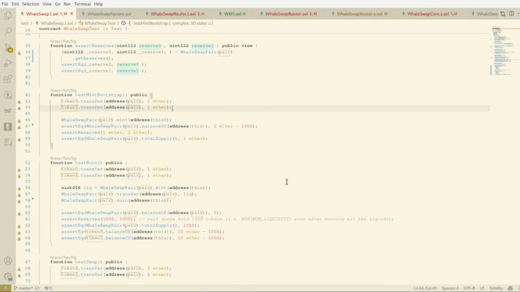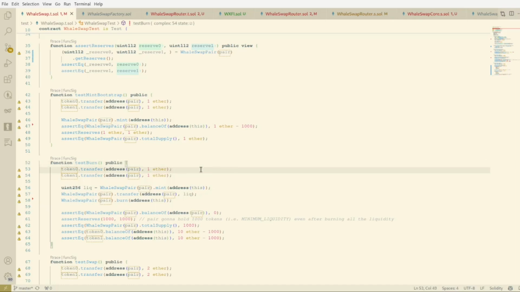Next comes the burn functionality. Burn functions are mainly used whenever a liquidity provider wants to remove liquidity out of the pair. Then they have to burn the whale tokens, and on burning whale tokens all of the liquidity provided by them will be transferred to them, whatever the amount they want to get back.